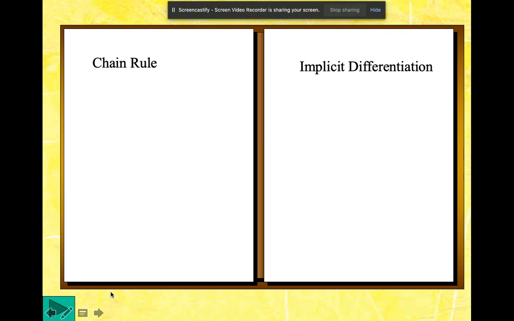Chain rule. So don't forget, you want to have on here your definition. And I don't mean definition in words, right? I mean the derivative of a composition is the derivative of the outside, don't touch the middle, times the derivative of the inside.